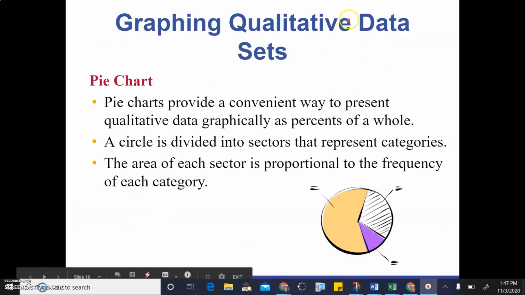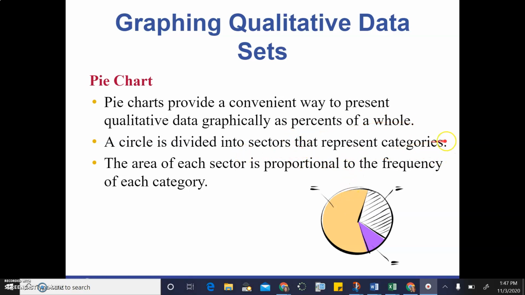When we're talking about qualitative or category answers, pie charts are awesome. They're really good because it's a real quick visual, but it's telling you the percent of a whole answer. Like if I see this and it says 65 here, it's not telling me 65 people answered that. It's saying 65% of the whole group answered that.